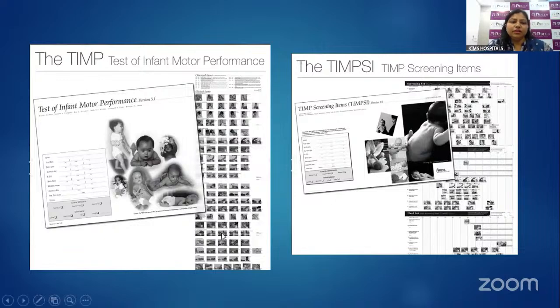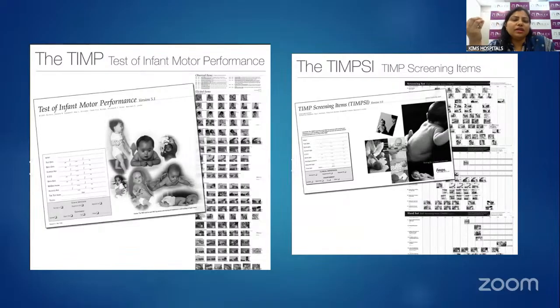So I have just kept the picture of the TIMT, how it looked, the front page and all. And they also have the TIMSI. So TIMSI is nothing but a screening test. It is a shorter version of the TIM.